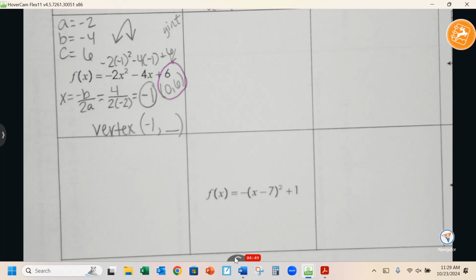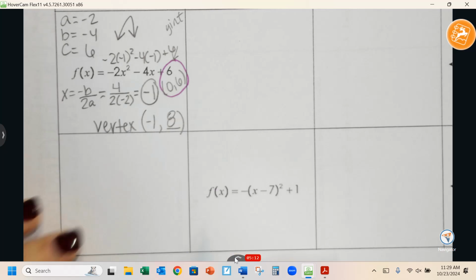Mental math, if you're doing it on paper, tune me out. If you want to do mental math with me and get better at that, do it with me. -1 squared is 1 times -2, so this is just -2, plus 4. So negative 2 plus 4 takes me up to 2, plus 6 more. So my vertex is at negative 1, 8. If you're still doing it on paper, that's totally fine. Whatever you need to do.